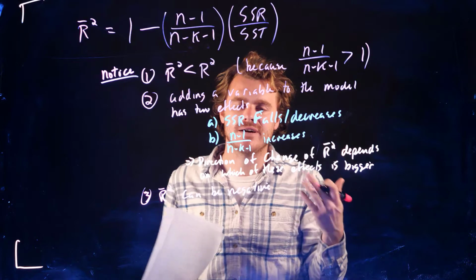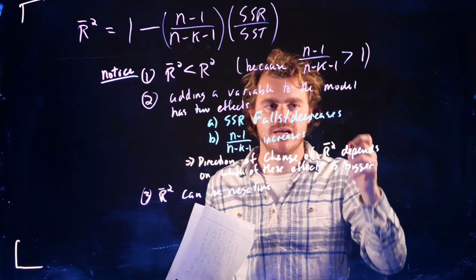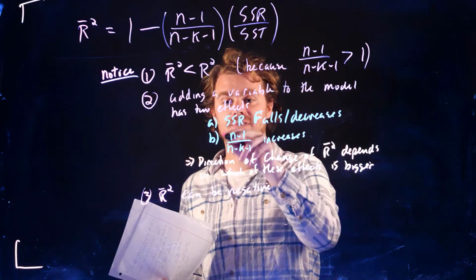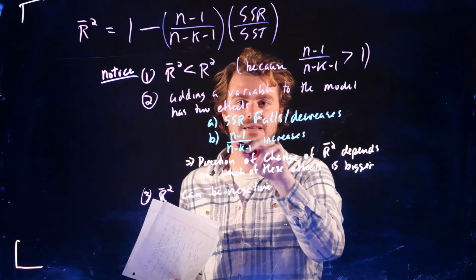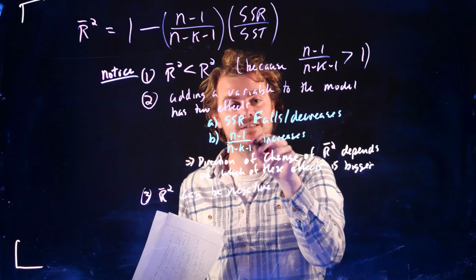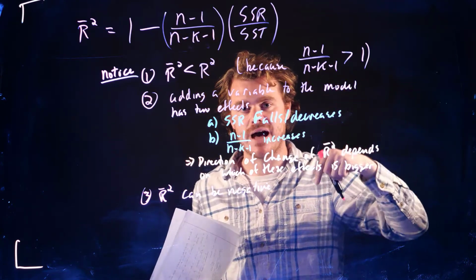Now, if we just add a variable that doesn't really have much explanatory power into our model, the SSR isn't going to change very much. But this effect, this B influence of adding another variable, is going to be bigger. It's still going to be there, and it's going to be bigger. And so then our adjusted r squared is actually going to go down from adding new variables.